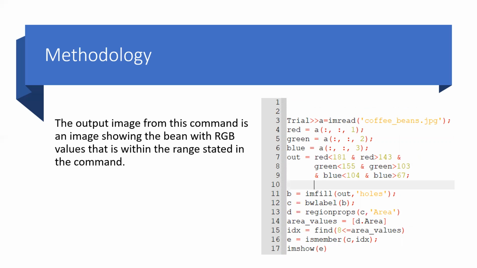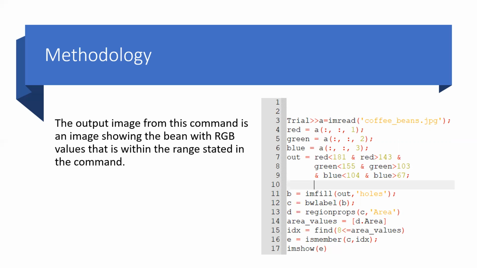The RGB variables for colors were established as shown in Table 1 and Table 2. Commands such as red, green and blue were used, and the output variable contains the extracted ranges of red, green and blue by comparison. The output image from this command shows the beans with RGB values within the range stated in the command. Some of the beans will have holes that need to be filled.